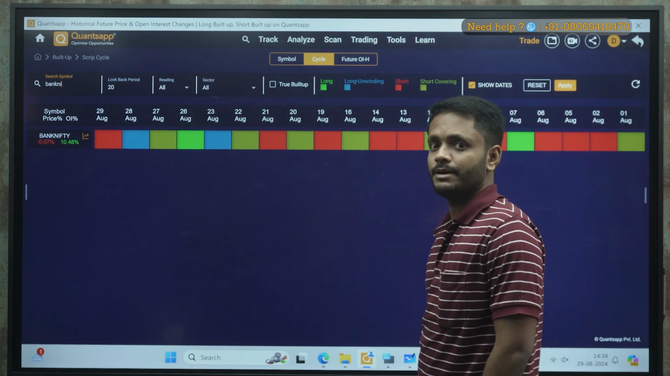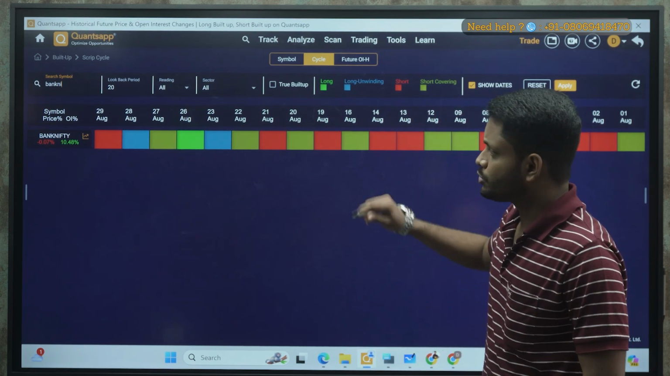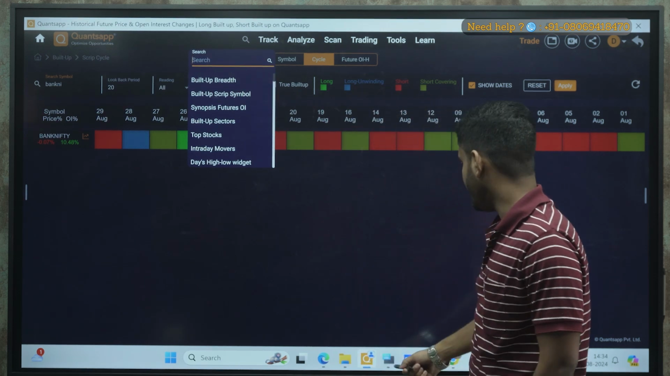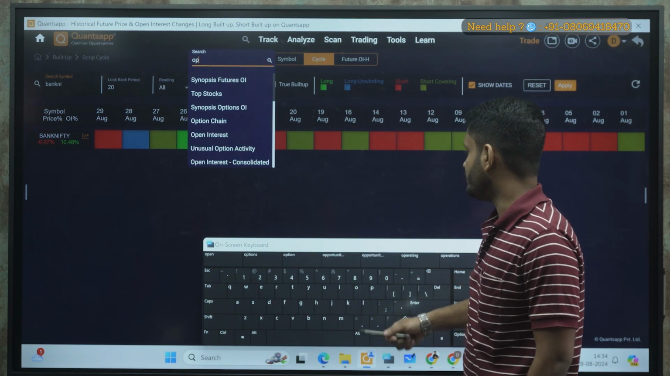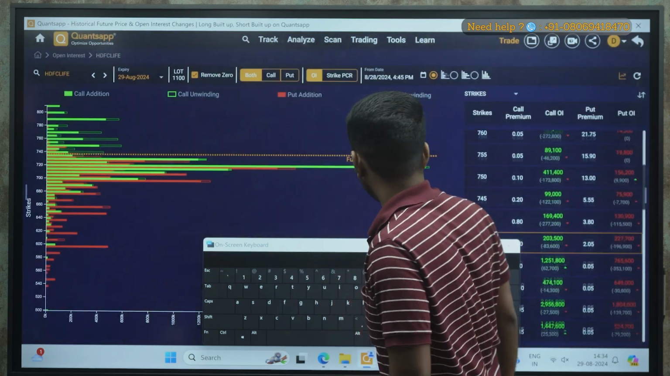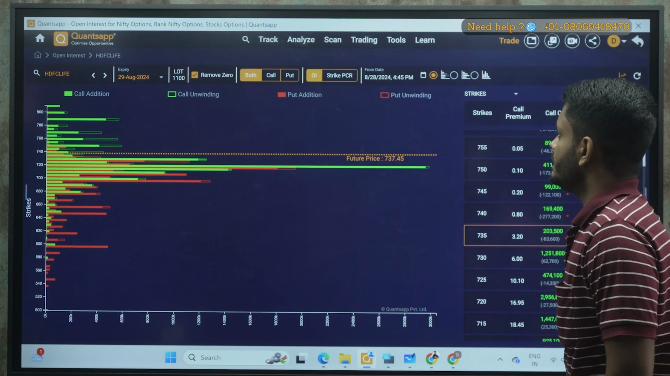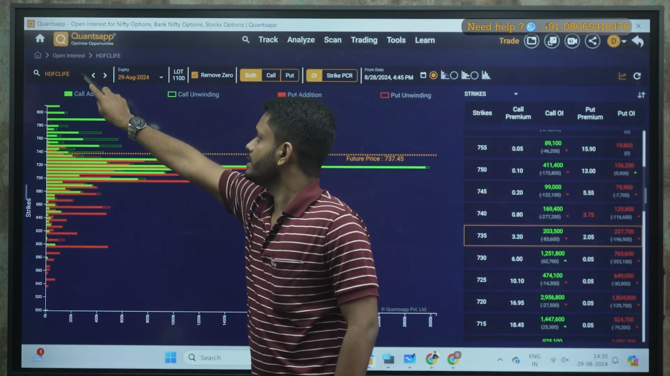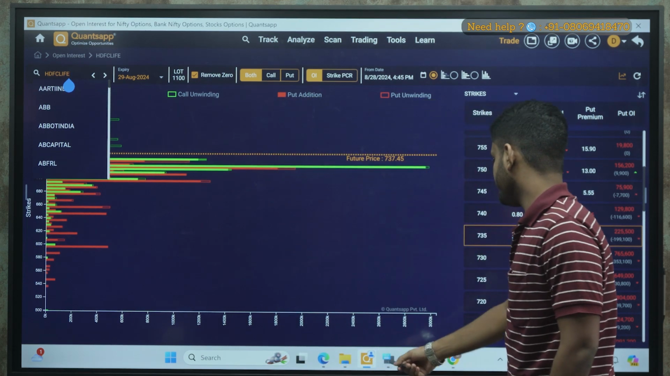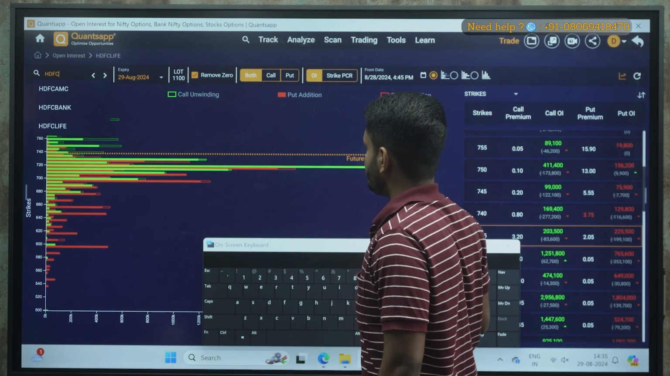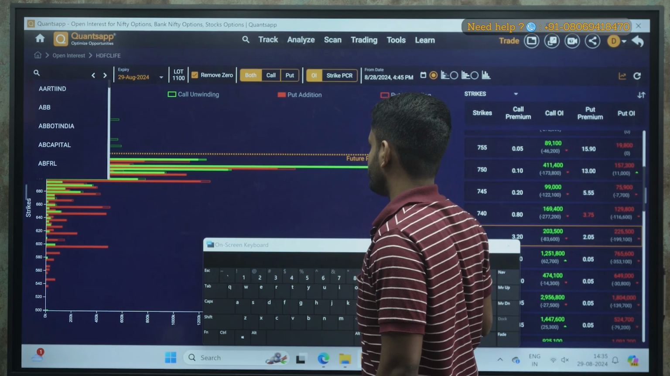Now the next step, once you have got this, is to simply go to open interest and check for the levels. Now see, this is 29th August. Let me change it to Bank Nifty first. Let me plot Bank Nifty.